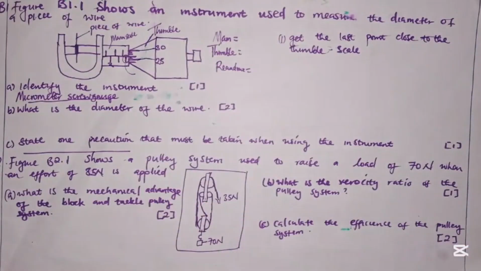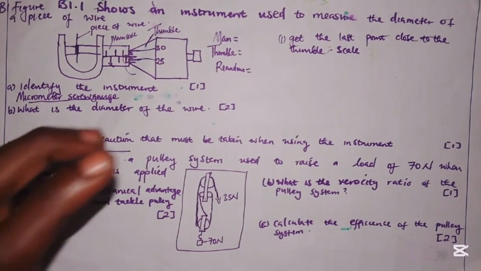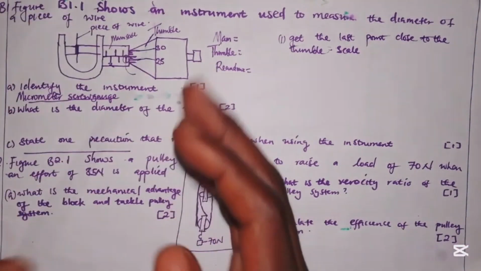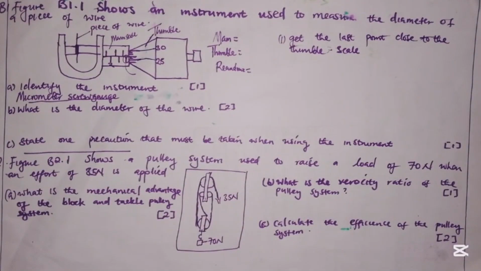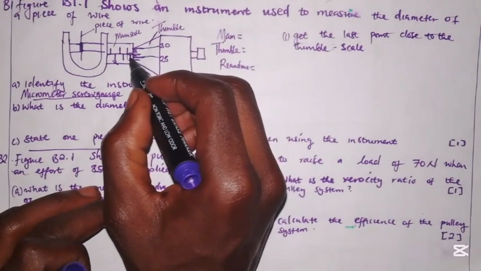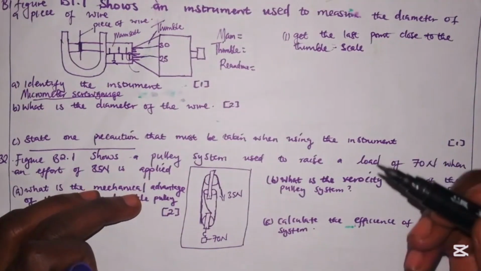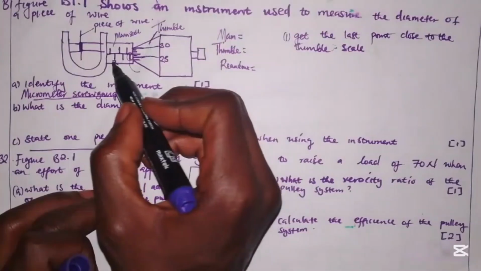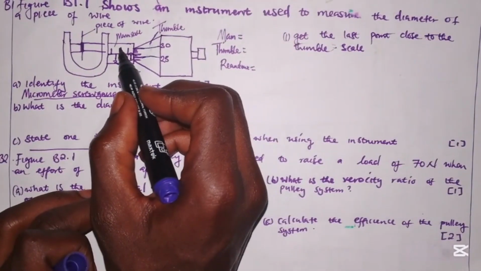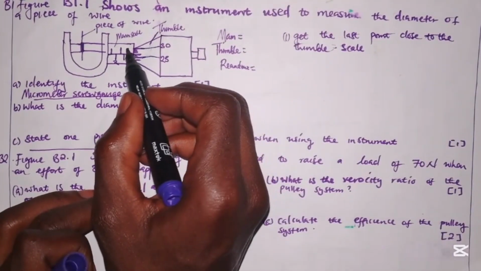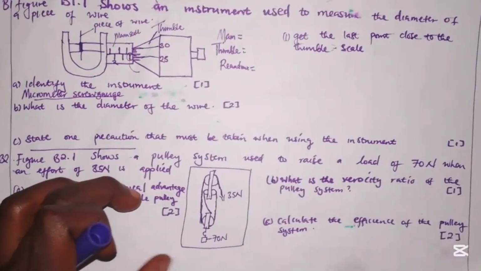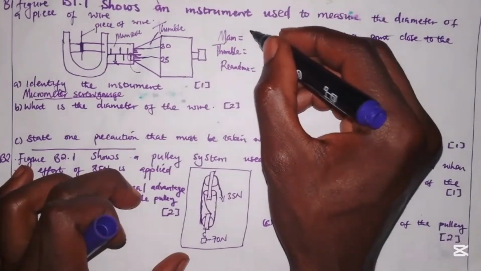Here we are looking at 3 things which we are supposed to get from our micrometer screw gauge. I told you, step 1, you have to read the main scale. How do you read the main scale? Just get the last point, which is close to the thimble scale. And I showed you how to count. They have given us, this is 2, meaning this is 2.5, this is 3, this is 3.5, and this is 4. So you say our main scale is 4.